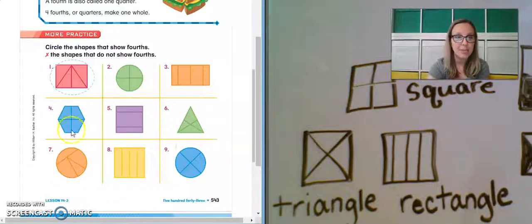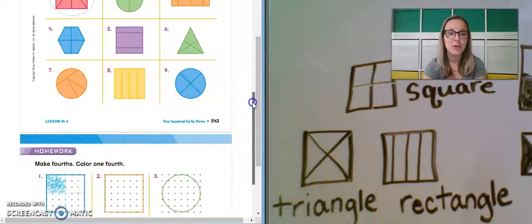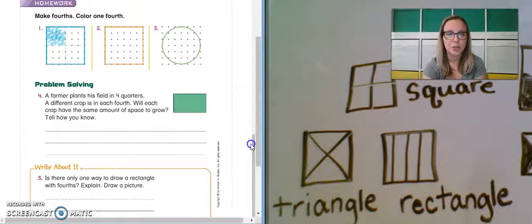So you'll do the same thing here that we've done the last couple days. You'll go through. If it has 4 equal shares, you will circle it. If they are unequal, you'll put an X on it. So we're looking for equal shares in order for them to be fourths, and make sure there's 4. If they're equal shares but there's less than 4, it's still not fourths, okay? And when you're done doing those 9, you'll turn over.